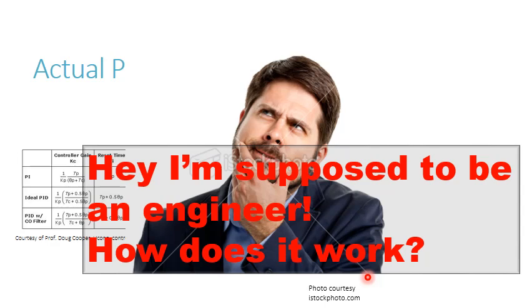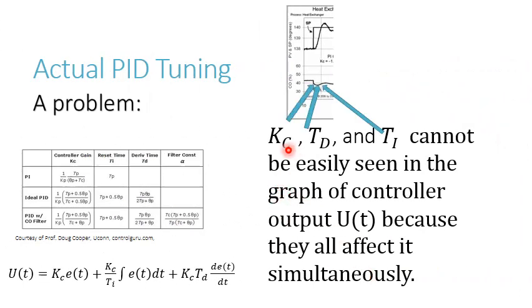Well, you might not be satisfied with that explanation. You might not want to just put values into a GUI and press enter. So let's find out how it really works. So here you've got your standard PID parameters. You've got your proportional gain, your derivative time, and your integral time. And where do these things show up? Well, they show up in the output of the controller. Here's a graph of the output of the controller. This is U of t.